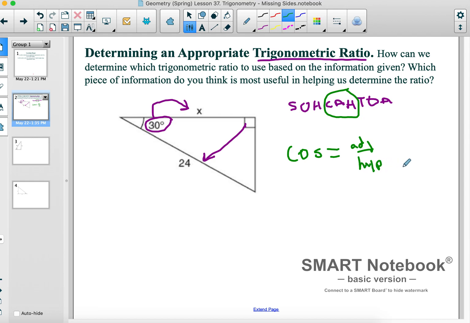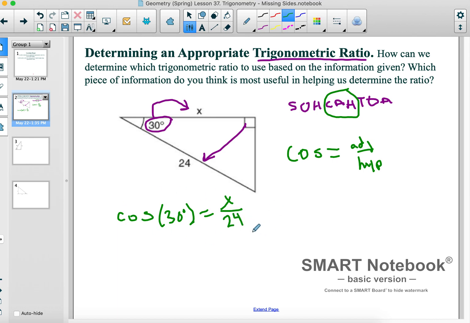But what is it the cosine of? Well, it's the cosine of that actual angle. So we have to do cosine of 30 degrees is equal to adjacent. Well, adjacent we don't know. It's x over the hypotenuse, which is 24.